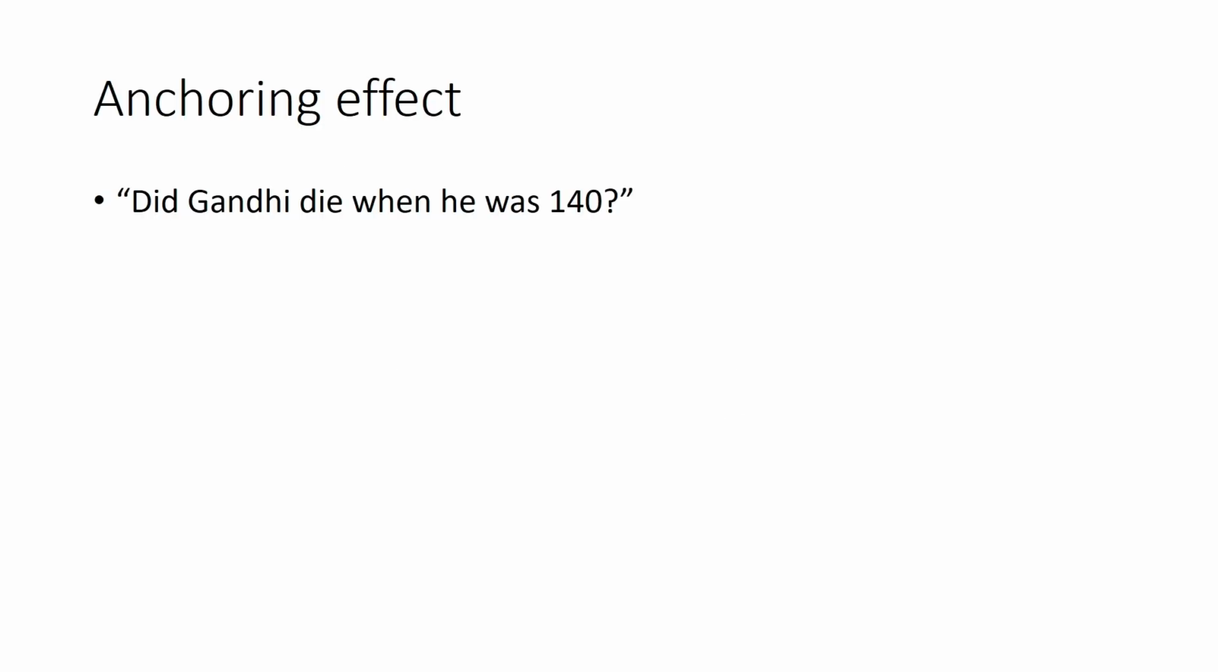Okay. We have this really cool thing called an anchoring effect. The very first piece of information you're given in a context really, really impacts everything that comes after it. Okay, did Gandhi die when he was 140? You know that to be a ridiculous thing. Right? No, he didn't live to 140. So write down how old he was when he died.